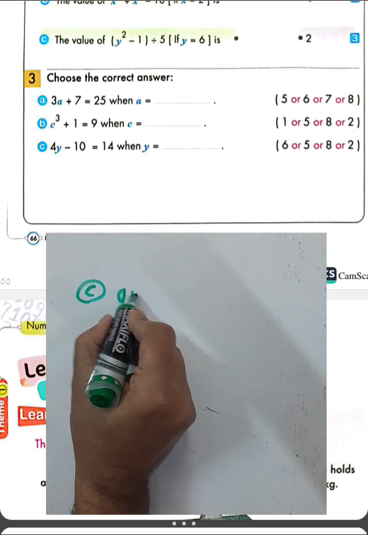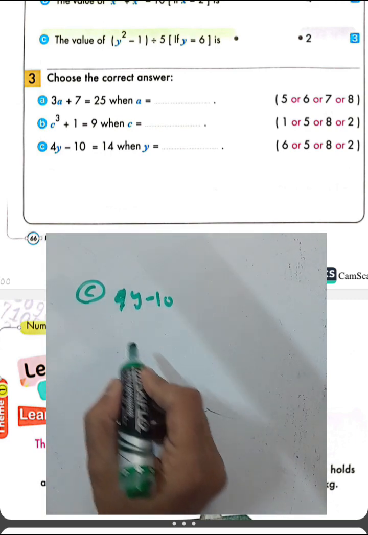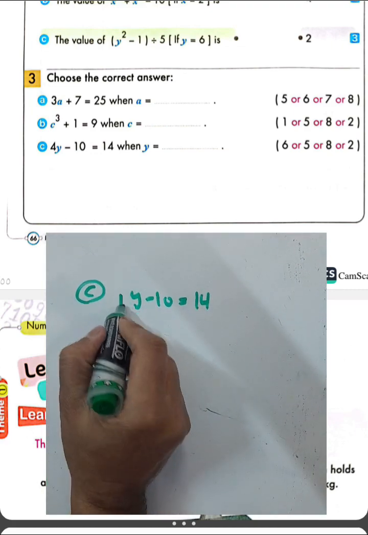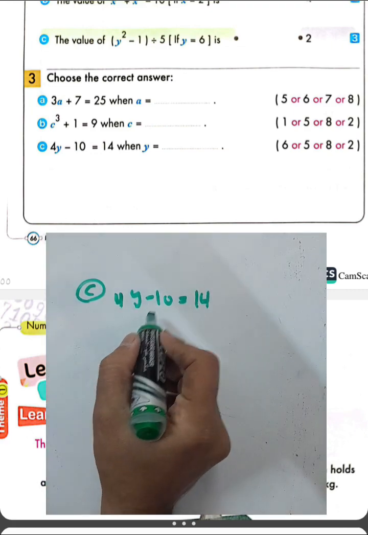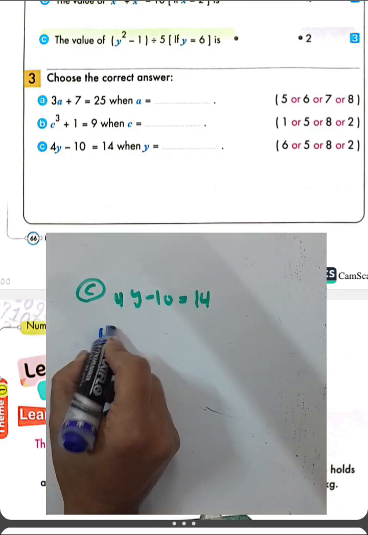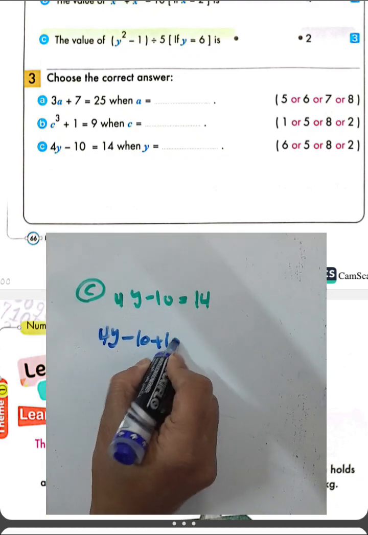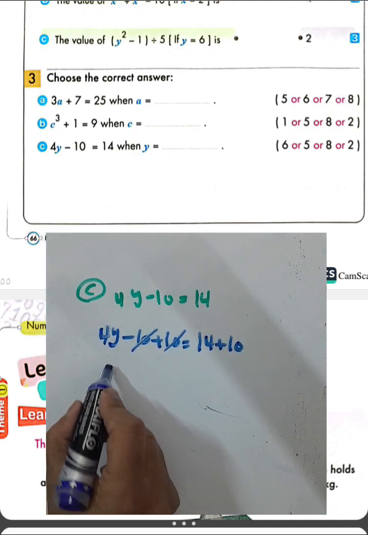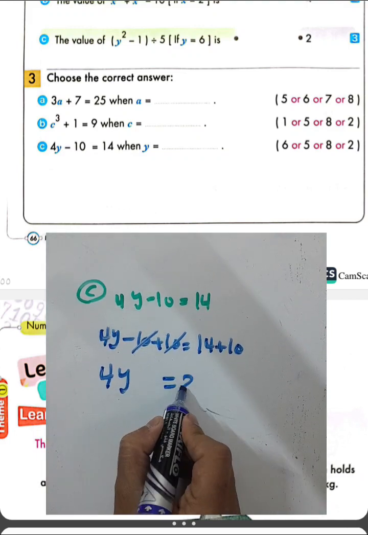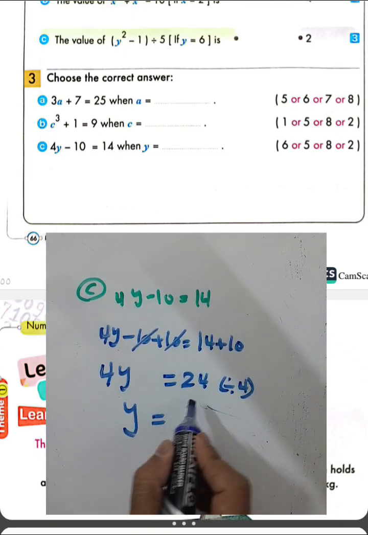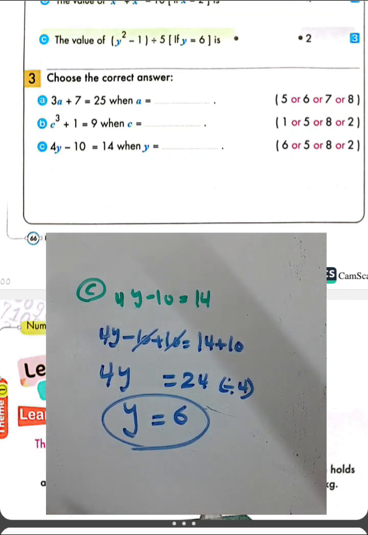4y minus 10 equal 14. At y equal what? We must cancel negative 10 by adding positive 10 to the left-hand side and right-hand side. 4y minus 10 plus 10 equals 14 plus 10. We cancel the two numbers and the result will be 4y equals 24, and then divide by the coefficient. 24 divided by 4 equals 6. Then y will be equal to 6.